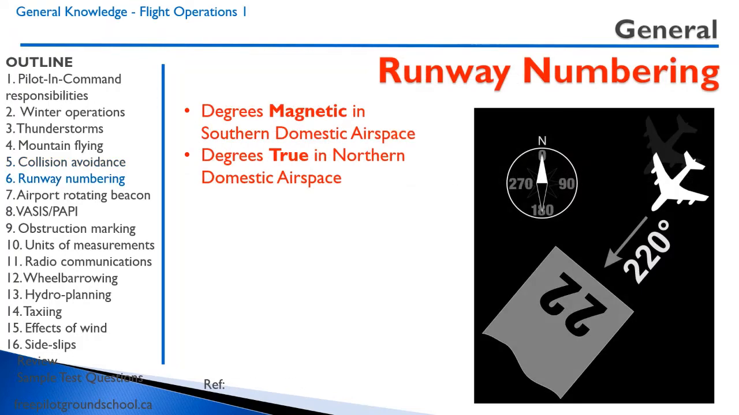You will be expected to know all about runway numbering on your private pilot licence test and your PSTAR. Runway numbers are given in degrees magnetic to the nearest 10 in southern domestic airspace and degrees true in northern domestic airspace. So a runway that's situated at 220 degrees in southern domestic airspace will be runway 22, and that 220 is degrees magnetic.